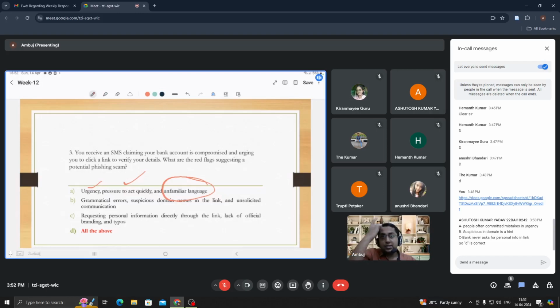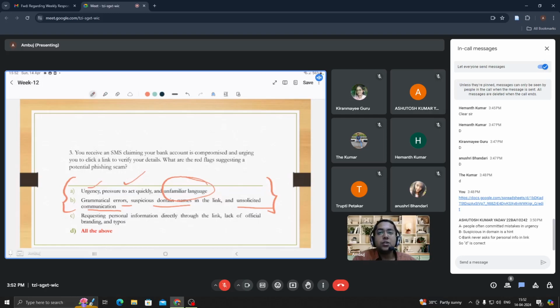So grammatical errors, suspicious domain names in the link, and unsolicited, meaning informal, communication would be present in the message of a scammer only. This option, this option, this option are all similar. A and B are similar in a lot of ways. The correct option would be option D only. Even if you have some confusion in C, it is better to select the safe option. It would be D only.